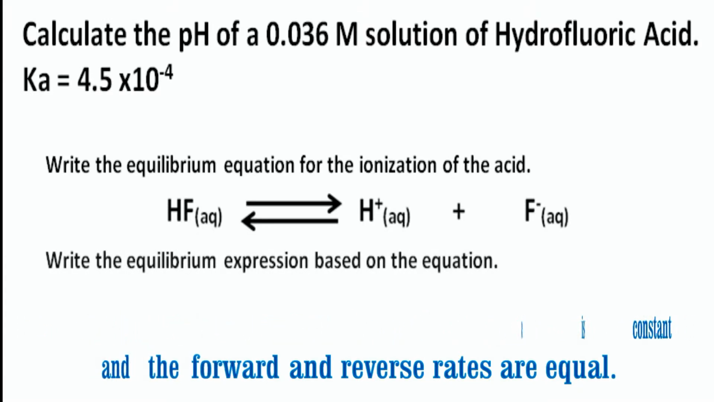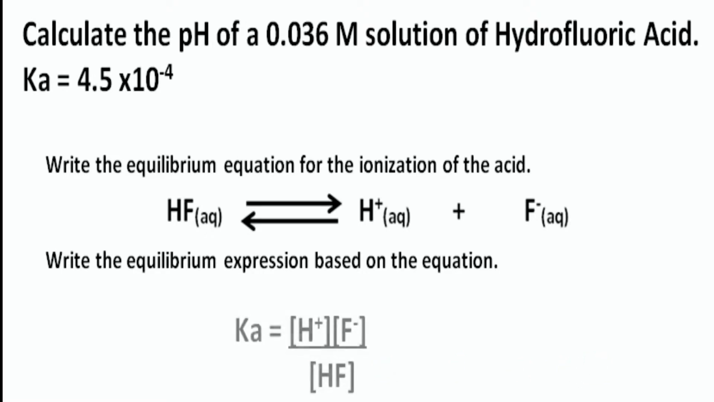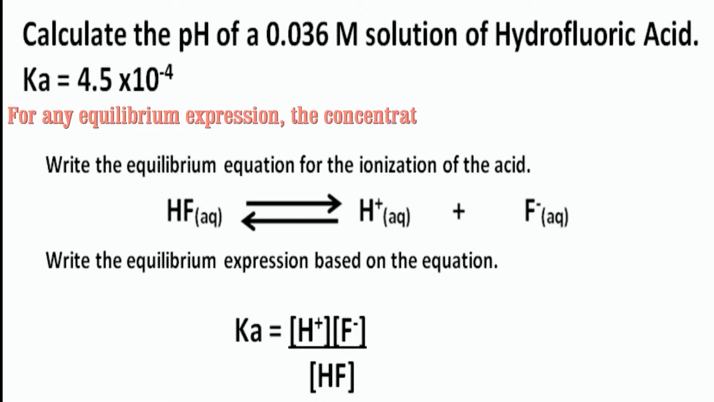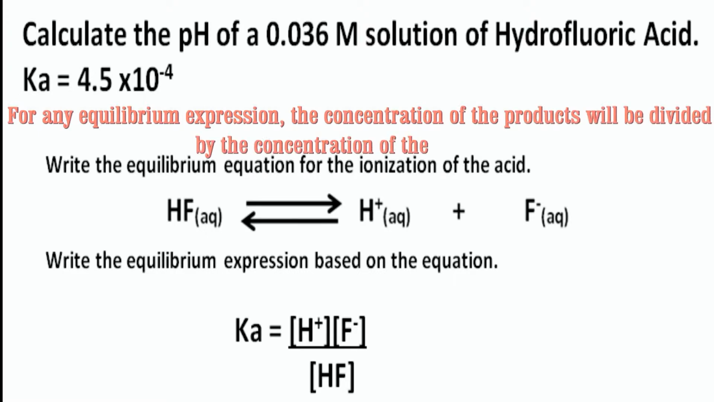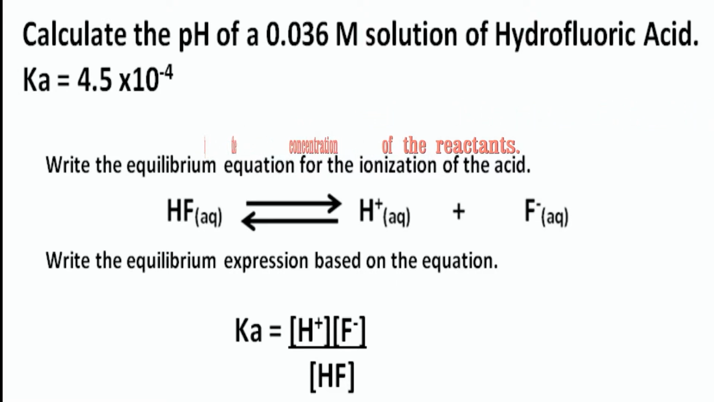The next step is to write an equilibrium expression based on the equation. The equilibrium expression is written as Ka is equal to the concentration of hydrogen ion times the concentration of fluoride ion divided by the concentration of hydrofluoric acid. Remember, in an equilibrium expression, the concentration of the products are always divided by the concentration of the reactants.